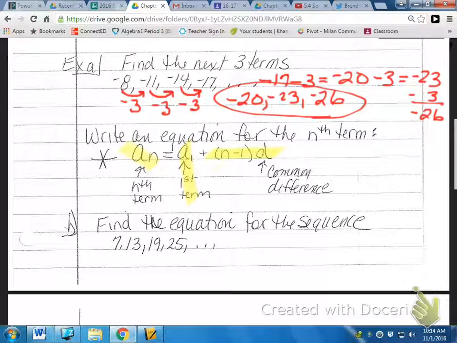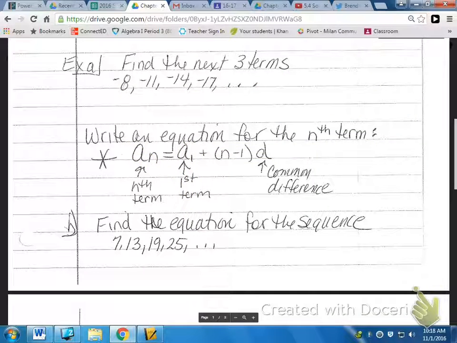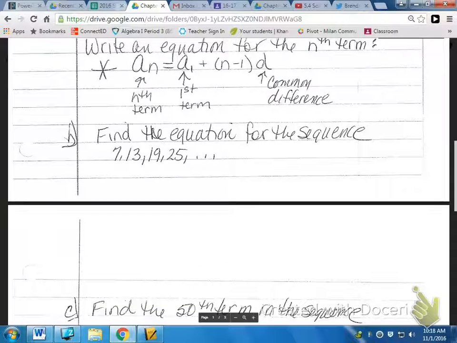So we're going to try it on this sequence: 7, 13, 19, and 25. What you need to do is figure out the common difference. From 7 to 13, what is it? 6. 13 to 19, 6. And 19 to 25, 6. So the common difference, I'm going to say d, is 6.